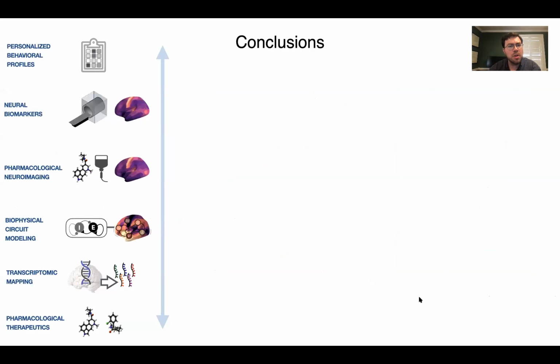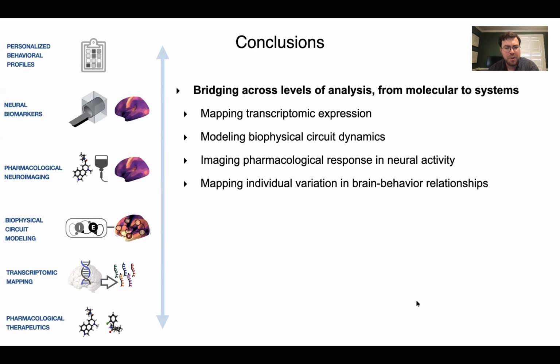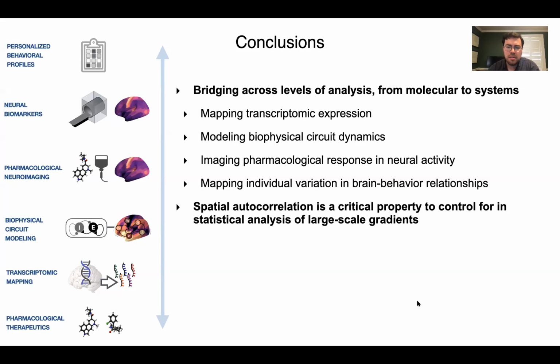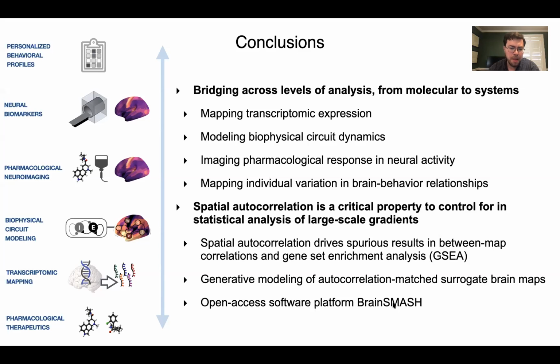Okay, so to wrap up, I've described two studies. One of circuit-level modeling, where we've tried to bridge from the molecular to systems level, from transcriptomics to circuit network dynamics to pharmacology. Ultimately, we would like to bring that to the level of behavior. And in the second part, I described statistical analyses of gradients and how they can be spuriously driven by spatial autocorrelation, which is such a prominent feature of large-scale gradients, and how those can be addressed and corrected through generative modeling of autocorrelation-matched surrogates. And finally, we've released an open access software platform called BrainSmash to facilitate these analyses.